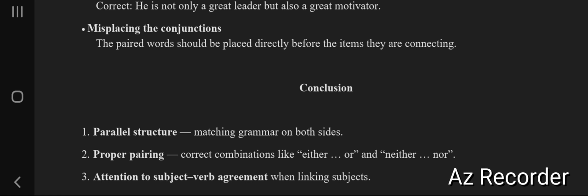Used correctly, they add clarity, emphasis, and balance to both writing and speech. As you read and listen to English, try to notice these pairs and see how they shape meaning. Then, when you write, use them deliberately and accurately to improve the quality of your expression.